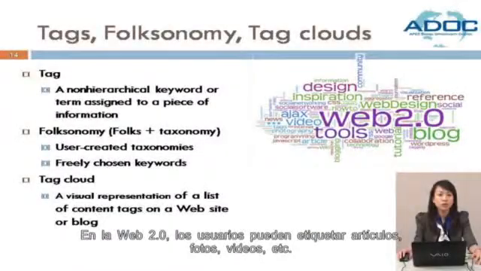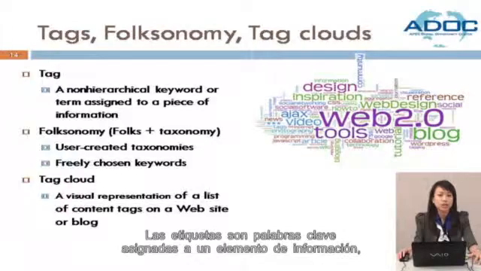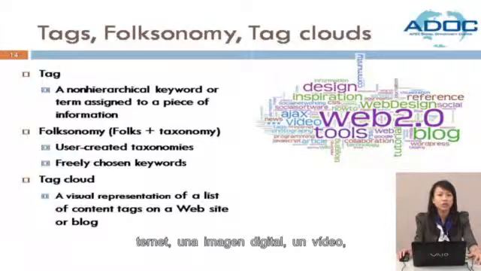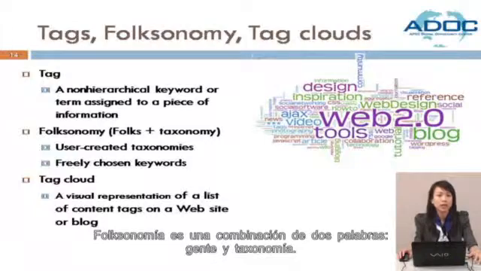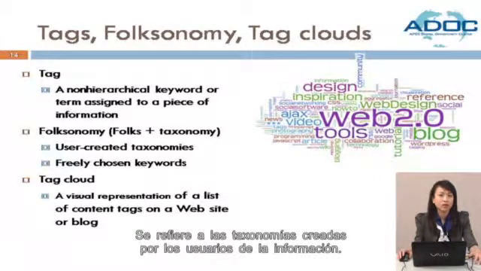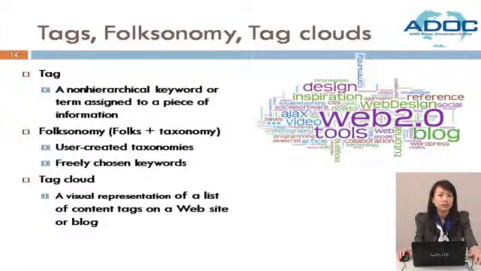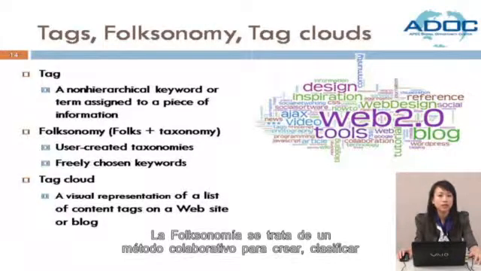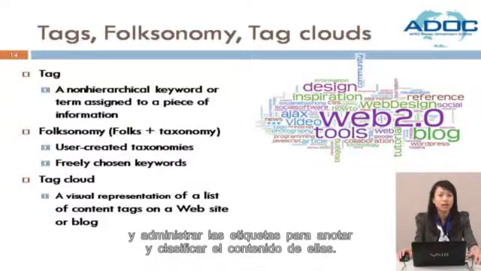In Web 2.0, users can assign tags to articles, photos, videos, and so on. Tags are keywords assigned to a piece of information such as an internet bookmark, digital image, video clip, or any computer document. Folksonomy is from the combination of two words, folks and taxonomy. It refers to user-created taxonomies of information. It is a method for collaboratively creating, classifying, and managing tags to annotate and categorize content.